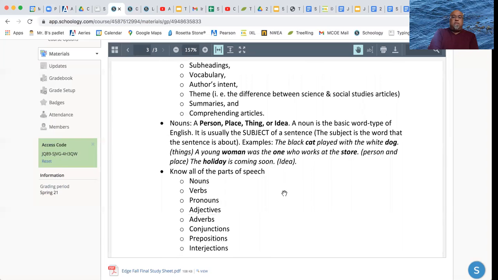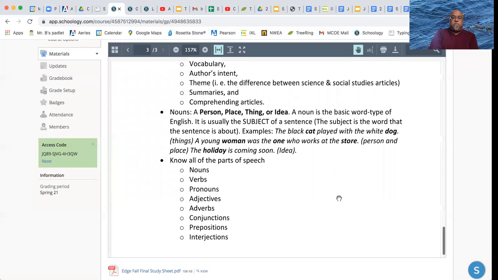Last section on nouns: a person, place, thing, or idea. A noun is the basic word type of English. It is usually the subject of a sentence. The subject is the word that the sentence is about. Examples: the black cat played with the white dog. The words cat and dog are things. A young woman was the one who works at the store. Woman, one, and store are persons and a place. The holiday is coming soon. Holiday would be an idea. So you need to be able to recognize nouns, but also recognize which type of noun: person, place, thing, or idea.